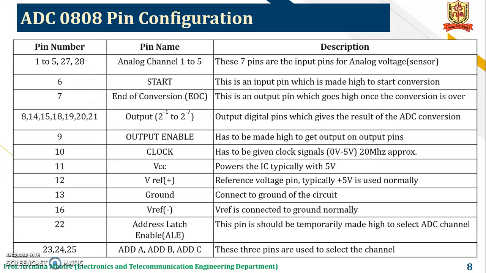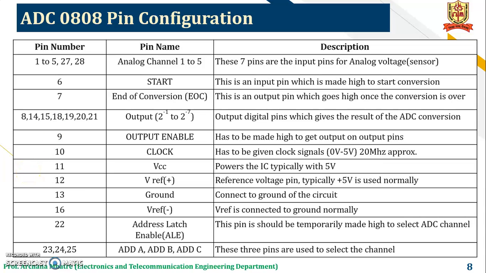Now the pin configuration of ADC0808. Pins 1 to 5, 27 and 28 are for the analog channels. Pin number 6 is for start, to start the conversion. Pin number 7 is EOC, that is end of conversion. Pins 8, 14, 15, 18, 19, 20 and 21 are outputs, 2 raised to minus 1 to 2 raised to minus 7. Pin number 9 is for output enable. Pin number 10 is for clock. Pin number 11 is for VCC.